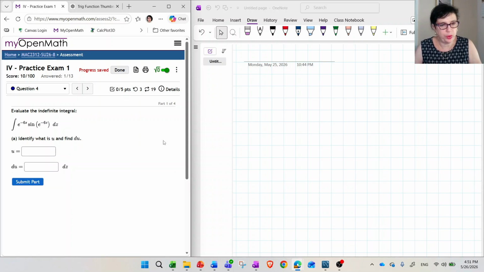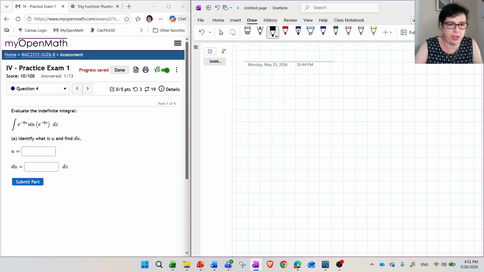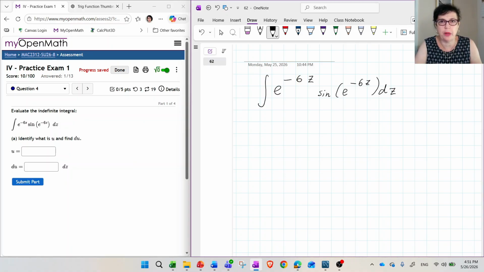In this video, we are going to look at the substitution rule for indefinite integrals. We have e to the power negative 6z, and then we have sine of e to the power negative 6z. The idea here is that we know some integrals, like for example, we know how to integrate sine and we know how to integrate cosine. And if we can convert an integral that does not look like the one from the table which we're supposed to memorize, then we are doing the substitution, right?